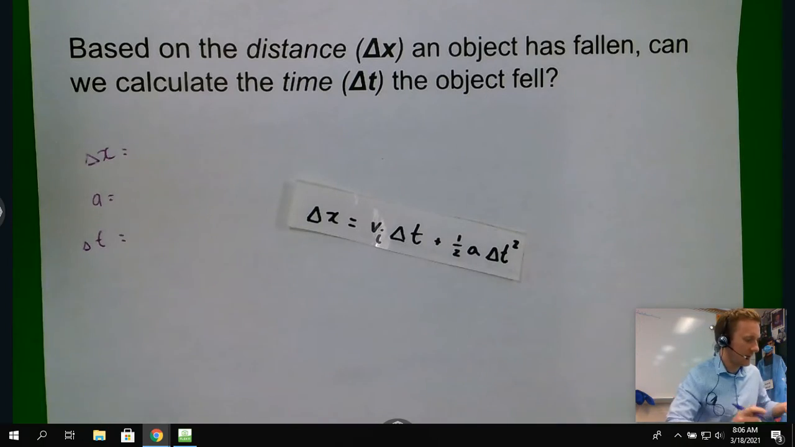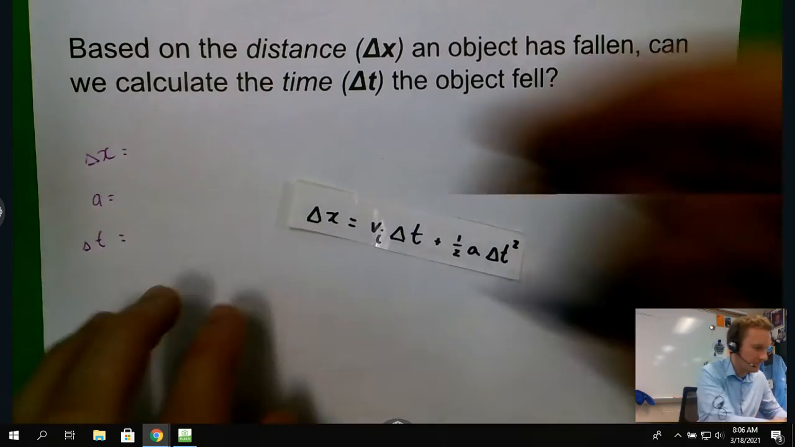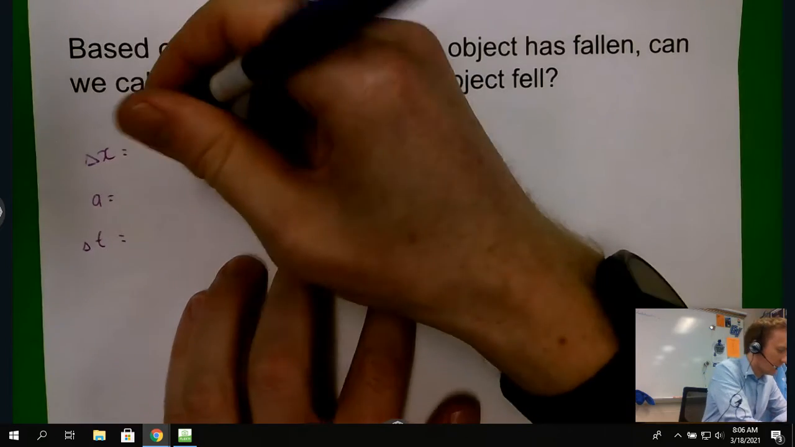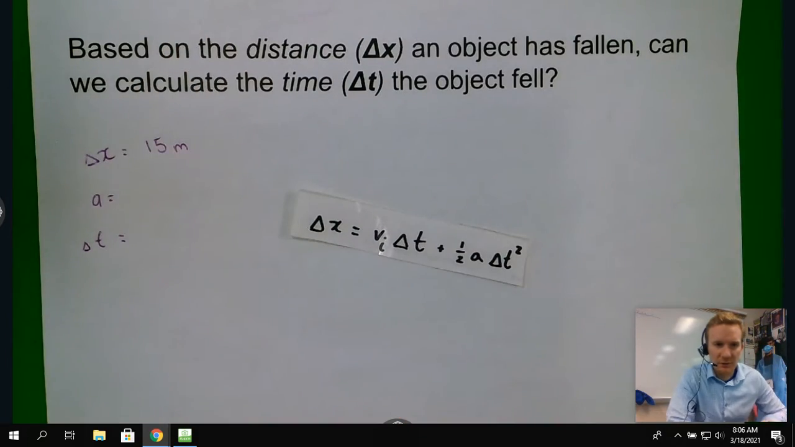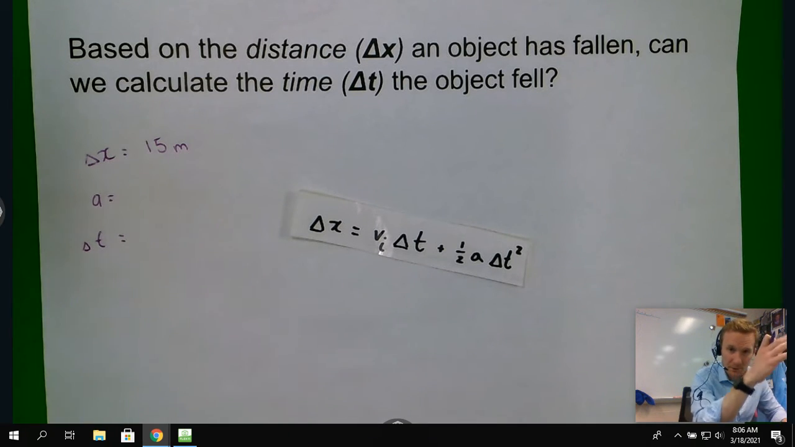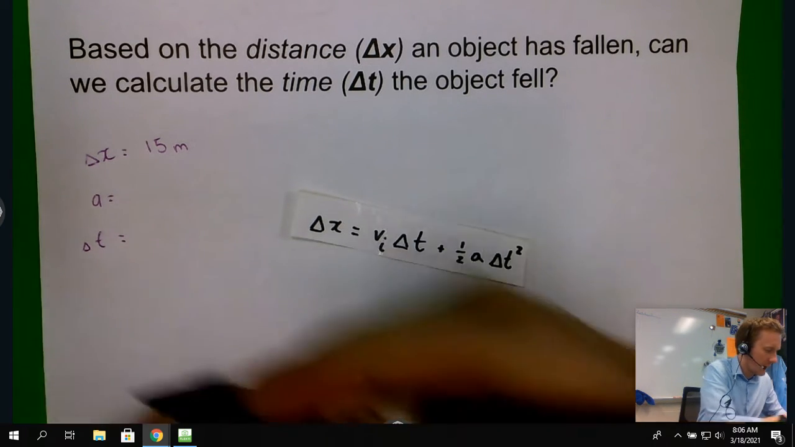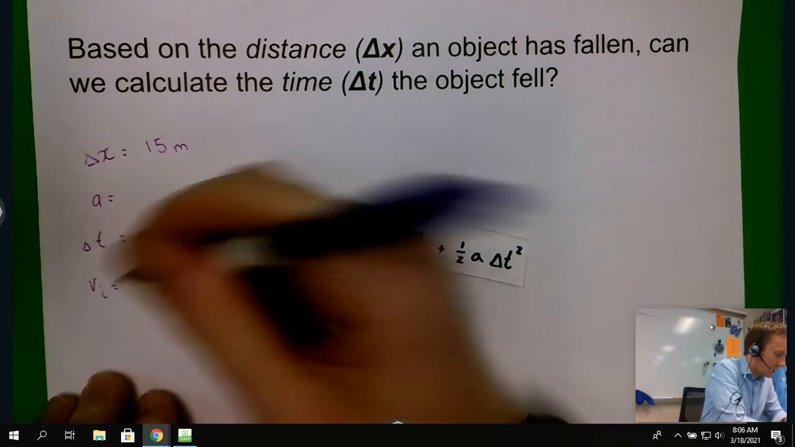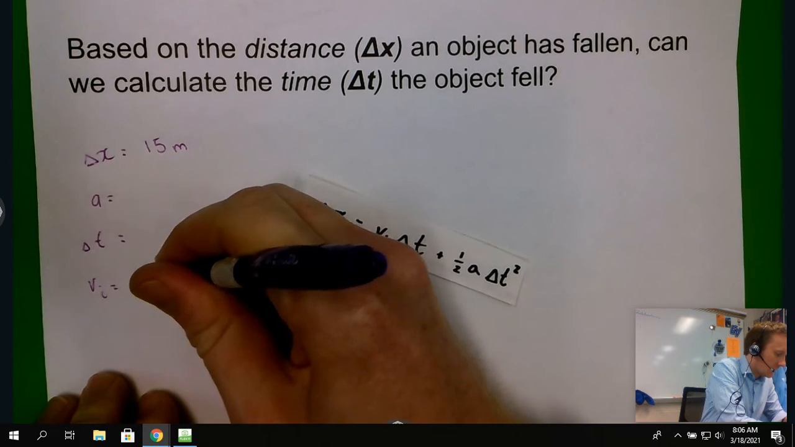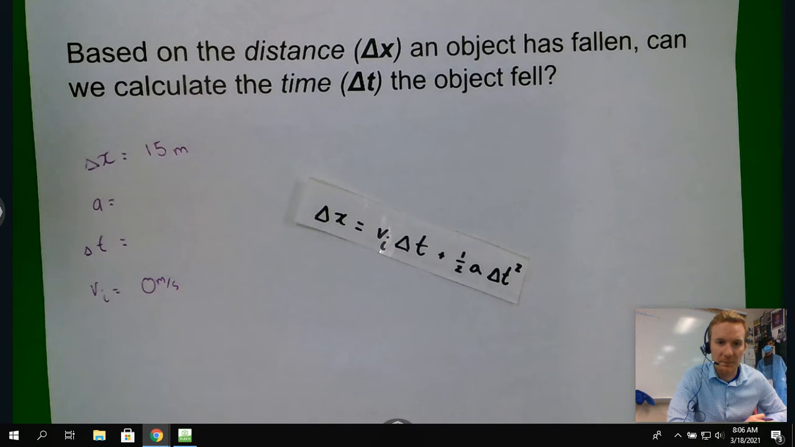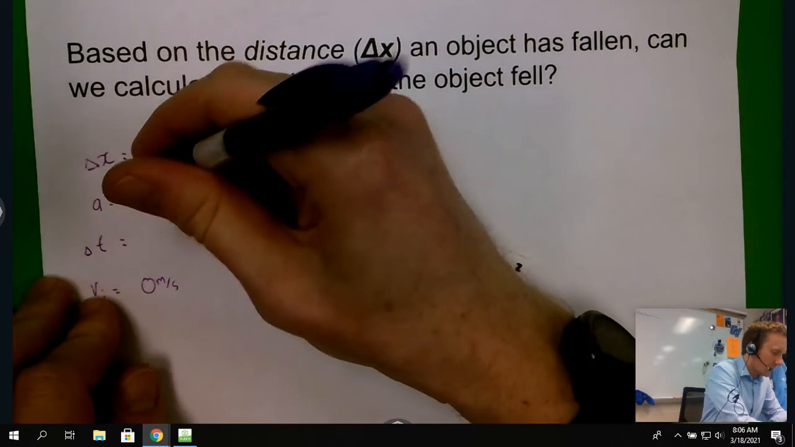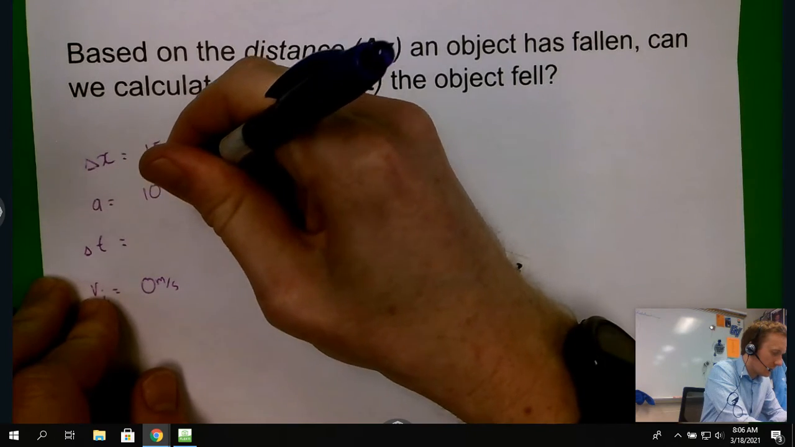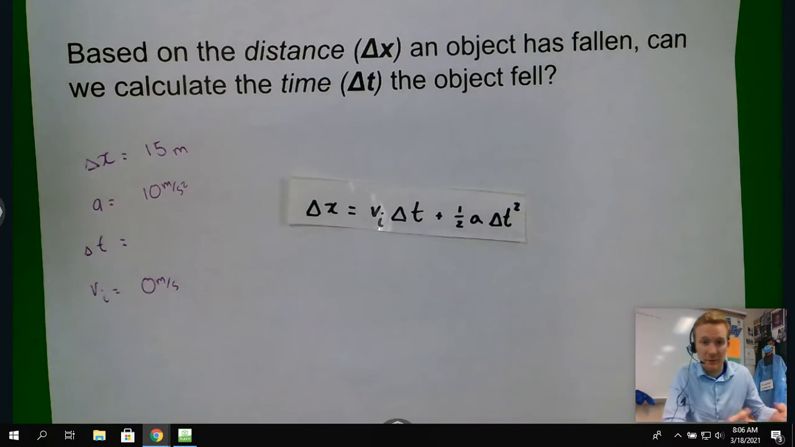So let's say that an object fell 10 meters. Let's make it fancier. Let's make it 15 meters. So if an object fell 15 meters, and if we're dropping it from rest, that reminds me, we actually have our initial velocity. If we drop something from rest, we know it has to start at 0 meters per second. And if it's falling, we know that its acceleration due to gravity is going to be 10 meters per second squared, so every second that it falls, it's going to go 10 meters per second faster.